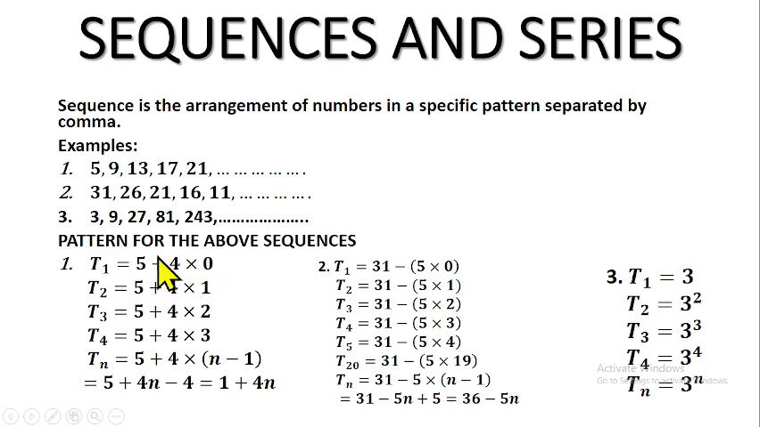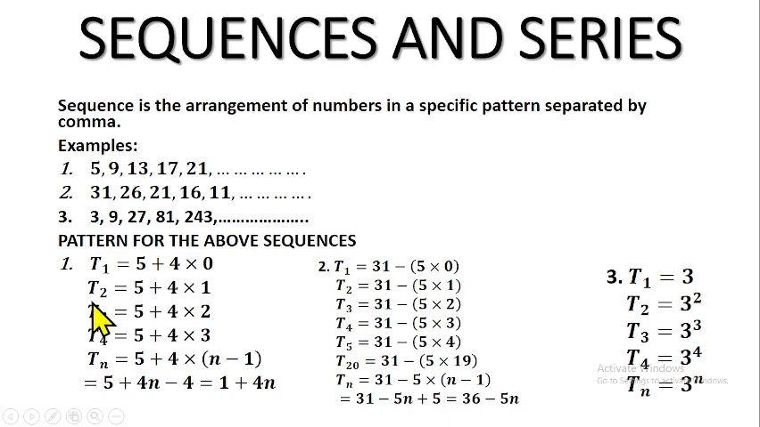If this pattern works for the remaining ones, that means it's correct. Let's see. 5 plus 4 times 0. What is 4 times 0? That is 0, plus 5. That will give us 5. How did they get the second term, which is 9? 5 plus 4 times 1. So 4 times 1 will give us 4, plus 5. That gives us 9. That's how they got this 9.